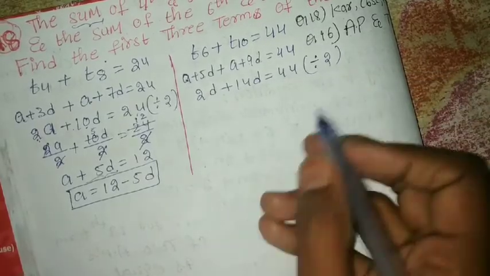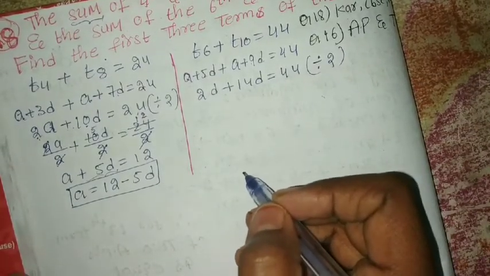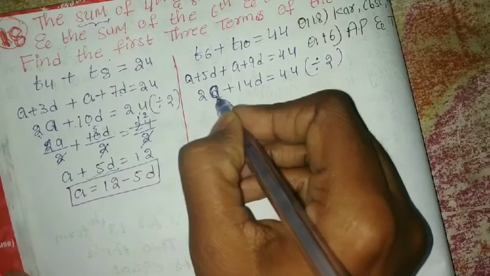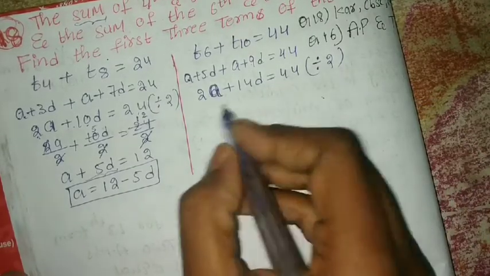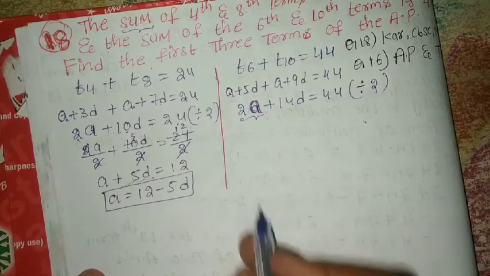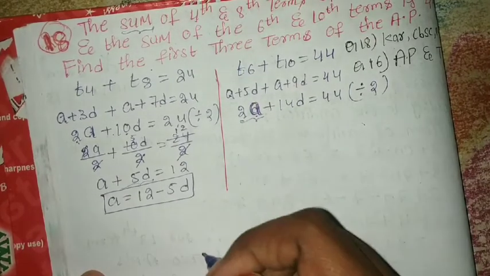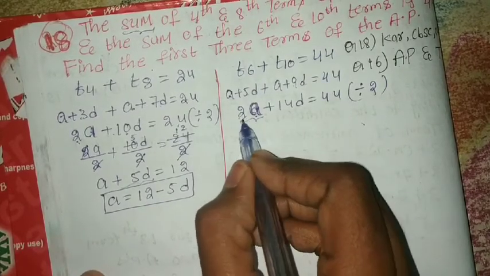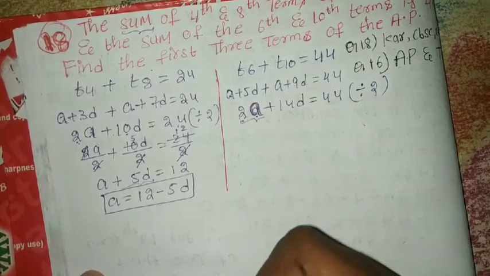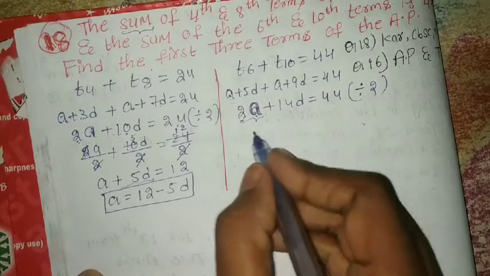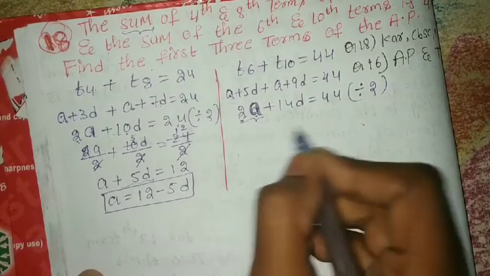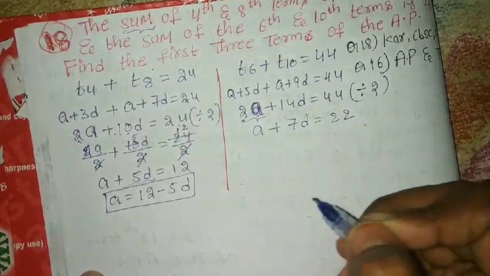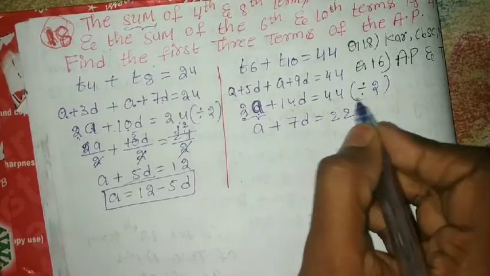Why, ma'am? Why are we dividing by 2 itself? Why don't we divide by 3? Sorry, here not D, here A. Because we need the coefficient of A to be 1. See here, the coefficient of A is 2, no? So if we divide by 2, then the coefficient of A will become 1. Okay, so what do we get here? I'm writing here: A plus 7D is equal to 22. Is it correct? You can divide by 2 on both sides.